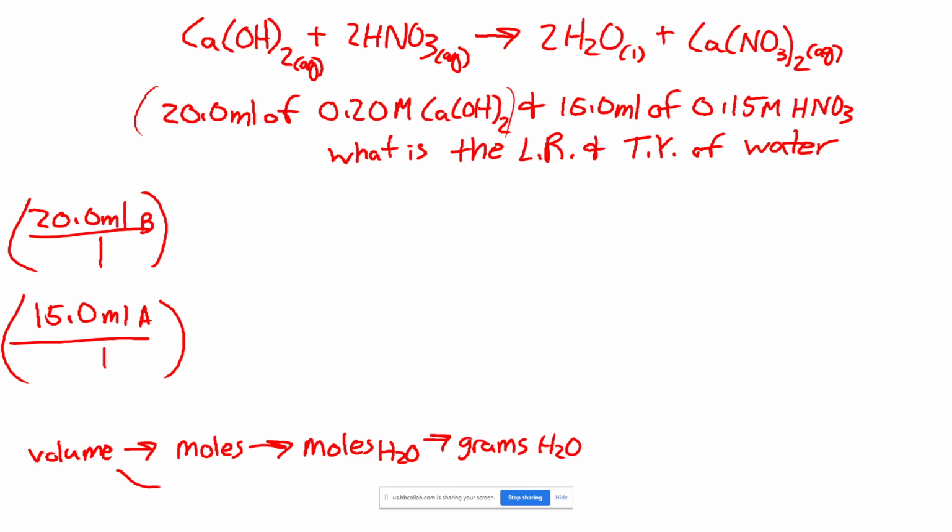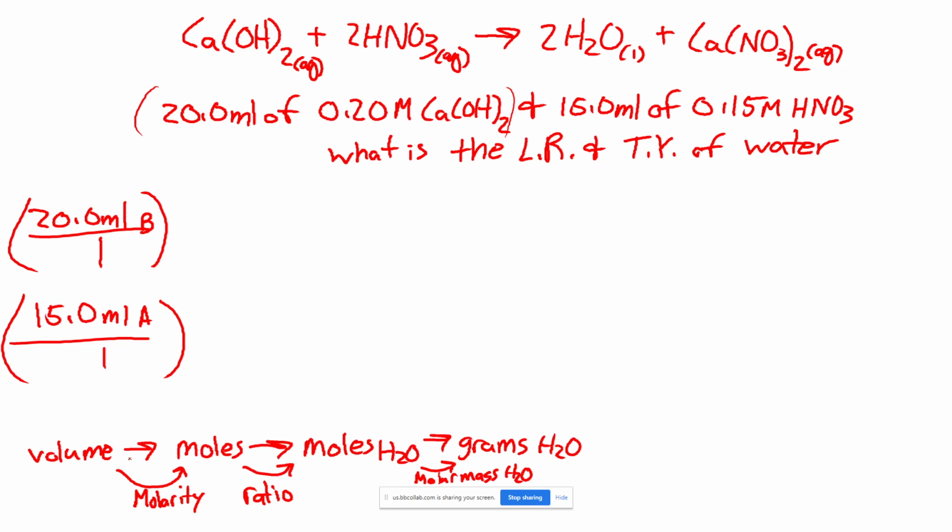Alright, so if you remember this step here, to get from volume to moles, we use molarity. This step here, we're going to use the ratio, just like we did in the previous kind. This step here never changes. No matter what kind of stoichiometry you're doing, whether it's solution stoichiometry, mass stoichiometry, or gas stoichiometry, this ratio is always going to be the same thing. It is always just the balanced chemical equation going from one molecule to another. And then this step here is the molar mass of water.